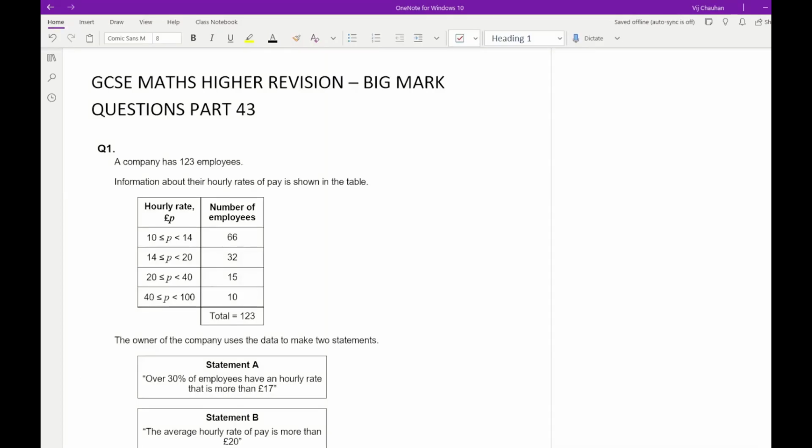So let's get straight into question 1. Question 1 reads that a company has 123 employees. Information about their hourly rate of pay is shown in the table below. The owner of the company uses the data to make two statements. Statement A says that over 30% of the employees have an hourly rate that is more than £17, and statement B says that the average hourly rate of pay is more than £20.